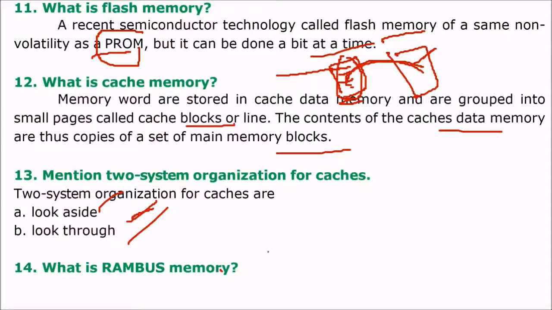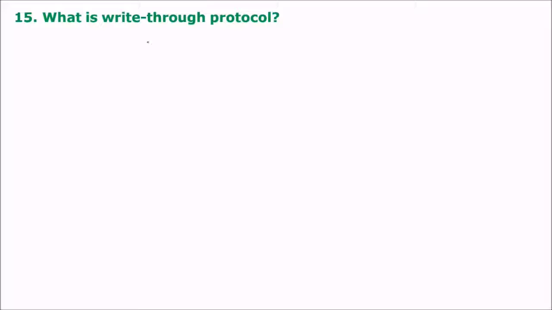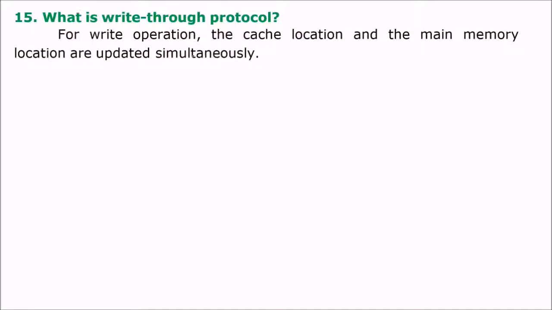What is Rambus memory? The key feature of Rambus technology is the fast signaling method used to transfer information between chips using a narrow bus.